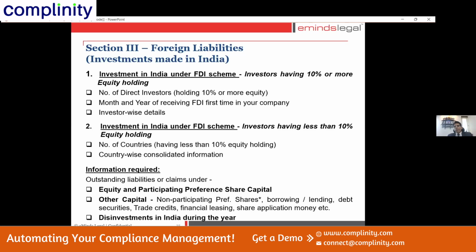And if you have received the FDI first time in your company, again, say on 15th March, and you have not allotted share capital, so you do not have FDI. So you don't need to file FLA on that basis.